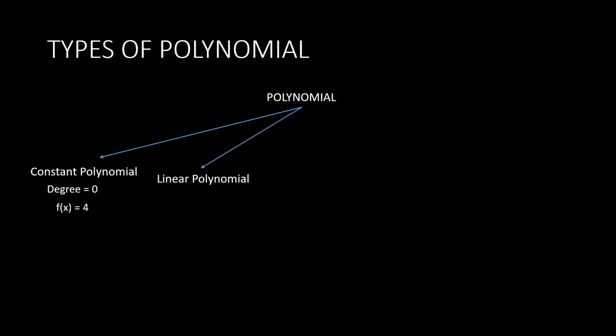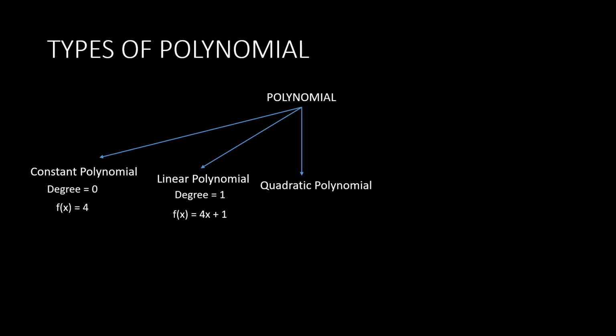The second is the linear polynomial. Linear polynomial is the polynomial with a degree 1. Alright. Example is f of x equals 4x plus 1. So here you can see there are two terms, 4x and 1, that make up a polynomial. You can see the first term, 4x, is raised to the power 1, and the second term is raised to the power 0. So the degree of this polynomial is 1, being a linear polynomial.